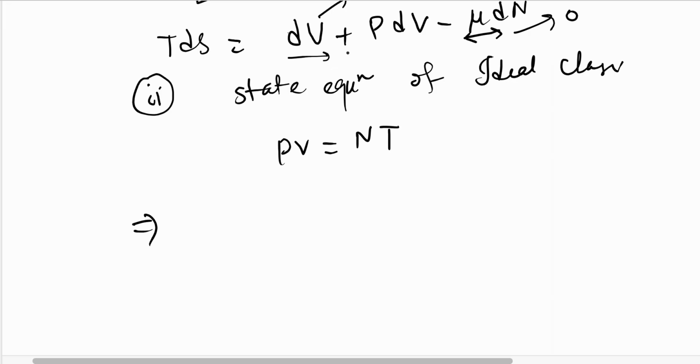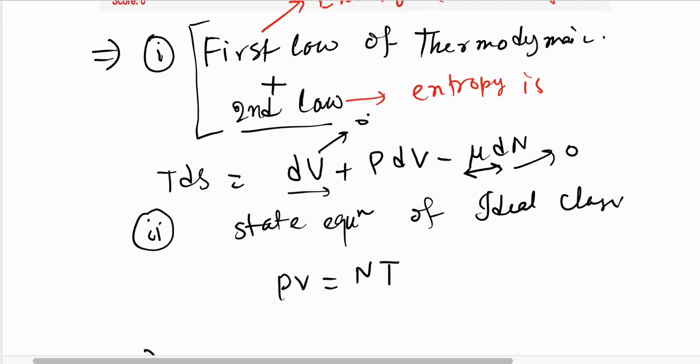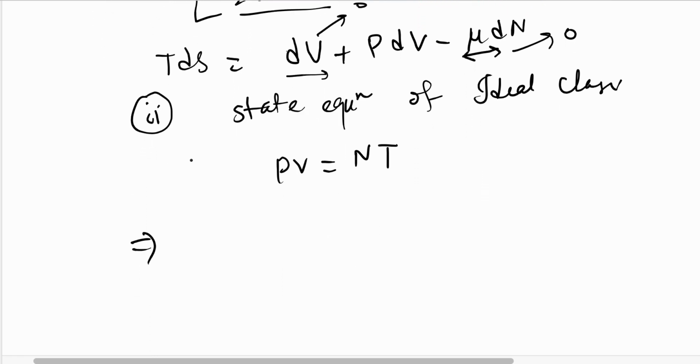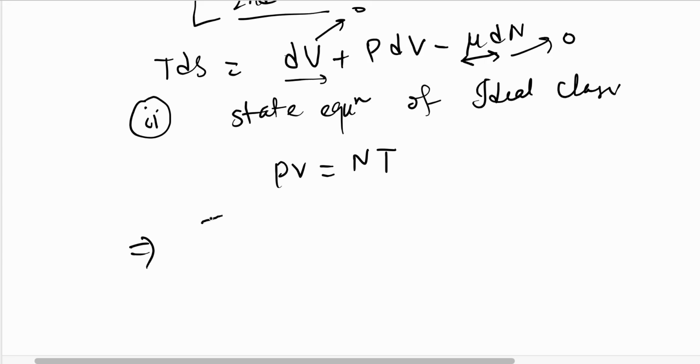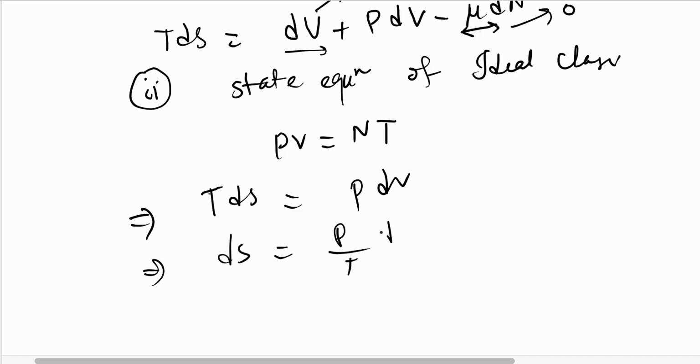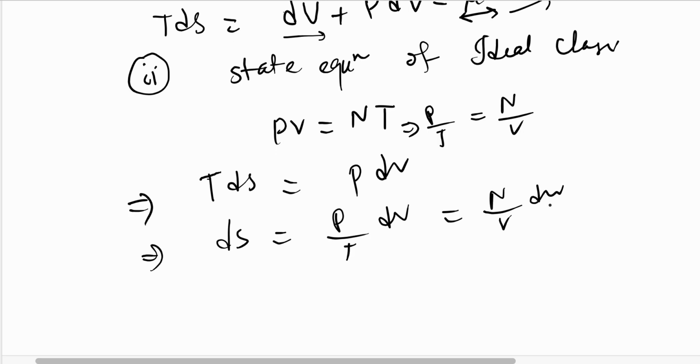According to the question, yes. So TdS is equal to, the dU term will be 0, so simply PdV. So dS is equal to P by T dV. Here we know P by T is equal to N by V. If I put it there, it is N by V dV.